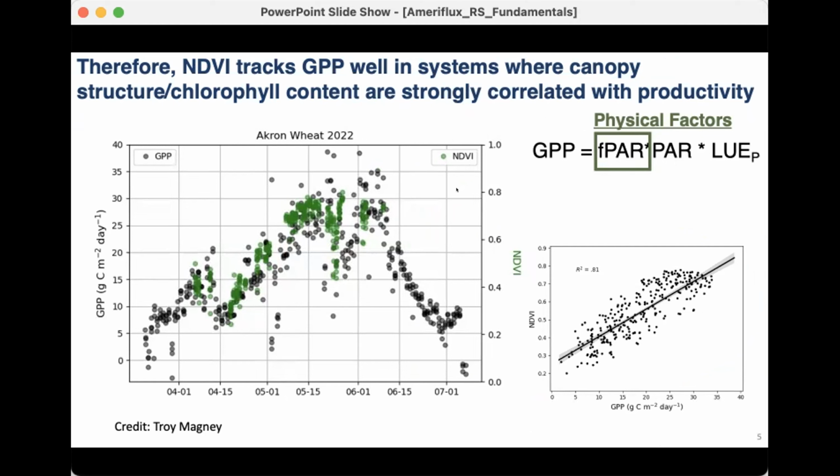So this is particularly true in deciduous forests, or here is data from a cropping system, a wheat field, where you can see GPP and NDVI over the course of the season just correspond really well, and have a really good correlation here. And that's because NDVI is largely sensitive to this chlorophyll content, with these other terms staying more or less constant over this temporal scale.